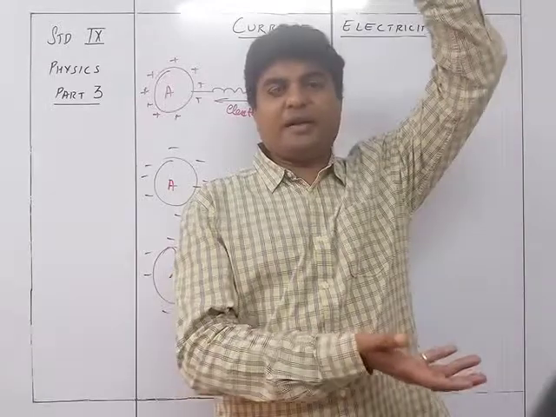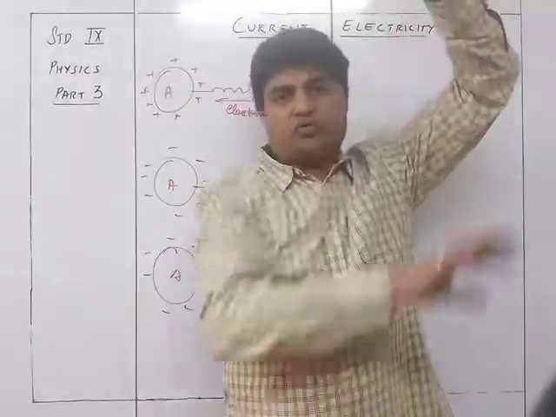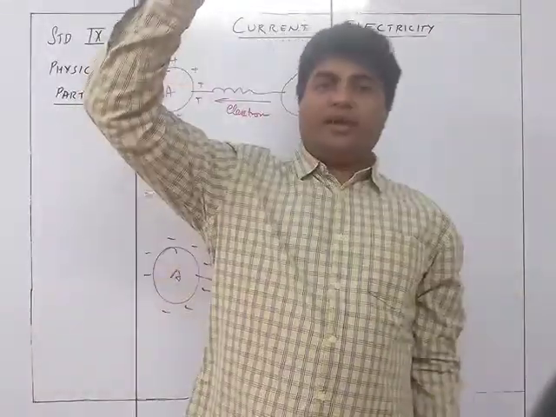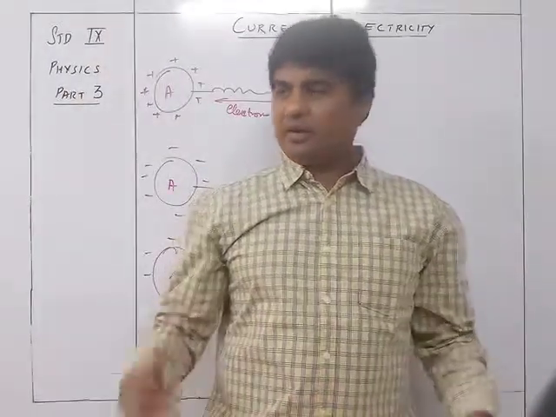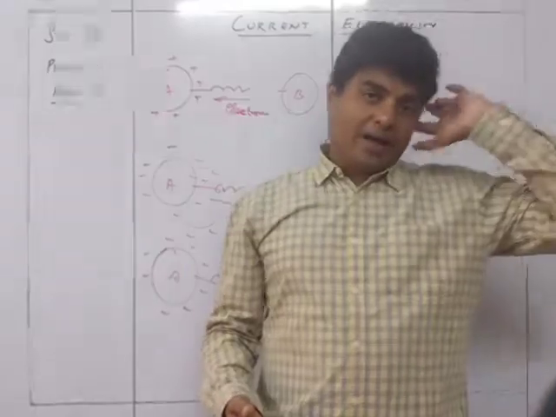Water: if in one place there is more water and in another there is less, then automatically it flows from here to here. Anything falling goes from a higher level to lower level. Water falls from a higher level to lower level. Electricity also accordingly will flow from higher level to lower level.